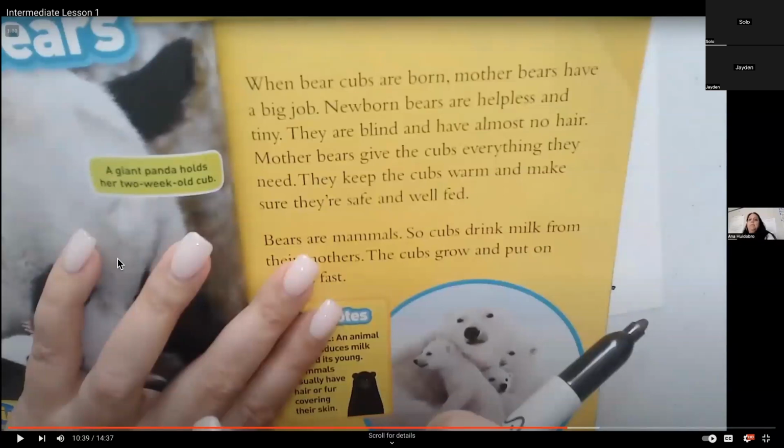Olivia, can you read that bottom and just try to read over the finger there? Bears are mammals, so cubs drink milk from their mothers. The cubs grow and put on fur fast. Yeah, that's a good guess. Sorry for the finger there. Play video, please.